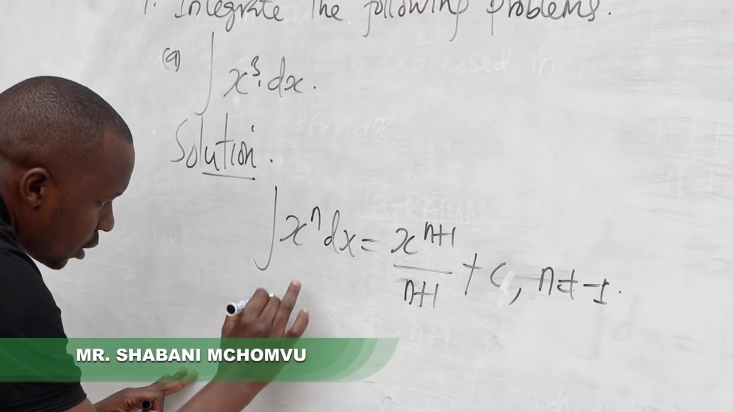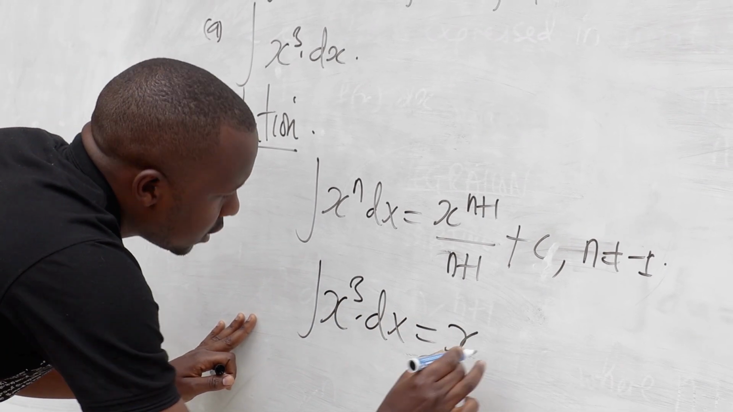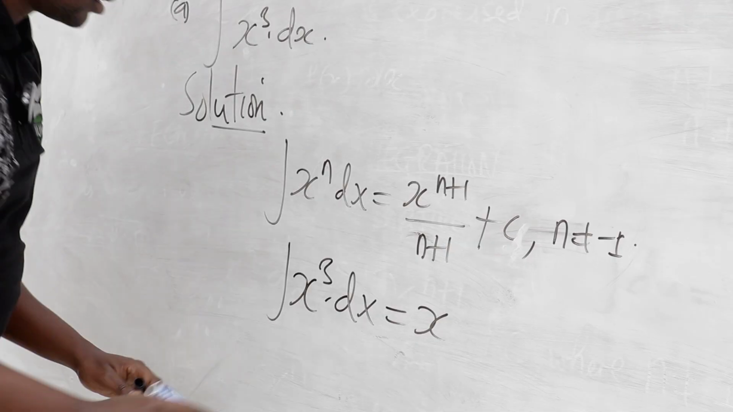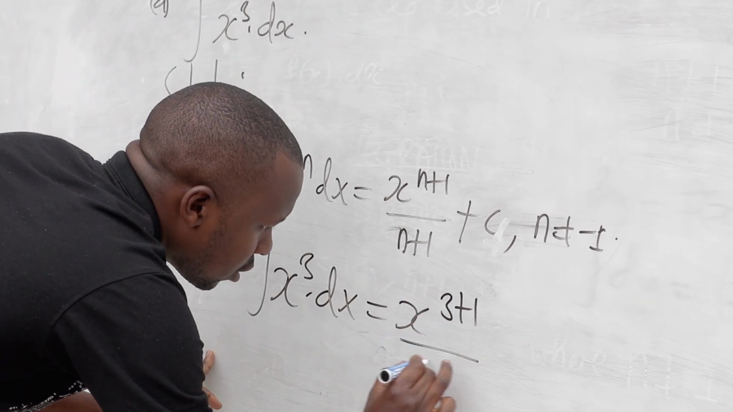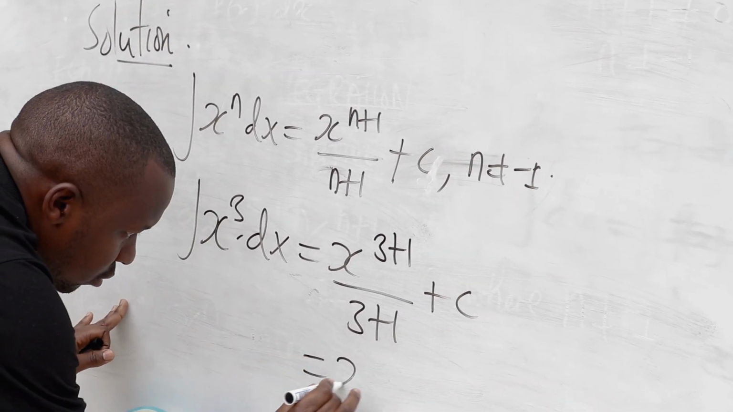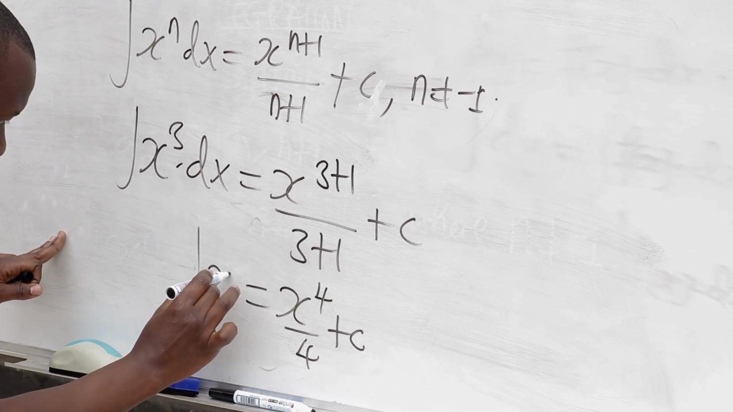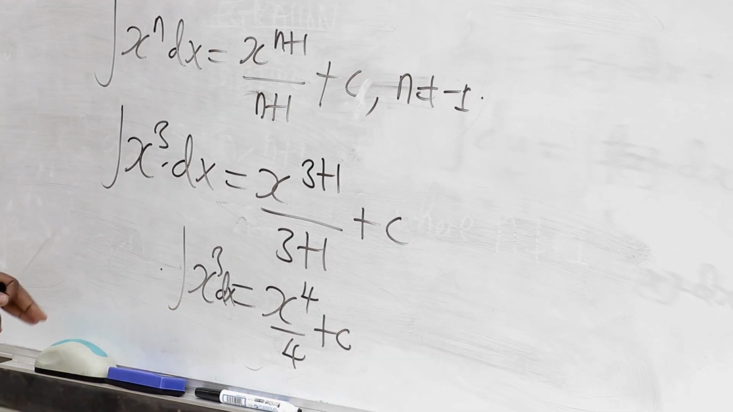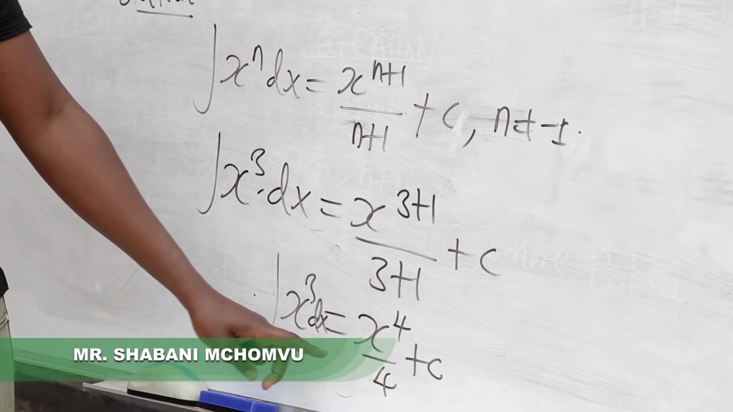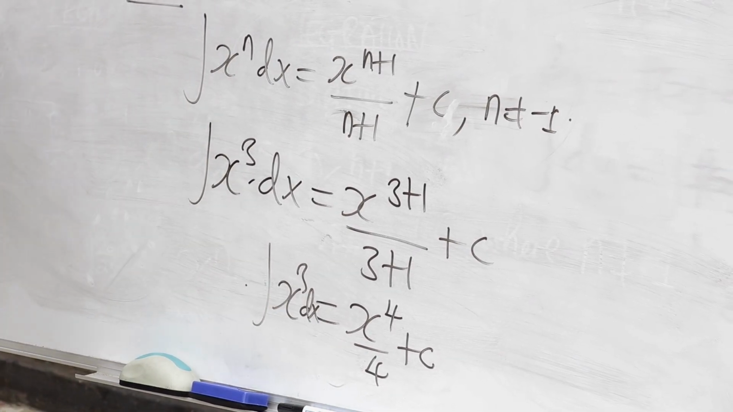So when we integrate x raised to 3 with respect to x, our n here is 3. So where n is, you just insert 3. It will be 3 plus 1 over 3 plus 1. Now we add the constant c. So you will get x raised to 4 over 4, plus the constant c. This shows how we integrated the integrand x cubed with respect to x.